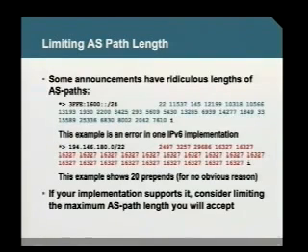Here are some examples. Some announcements have ridiculous lengths. This one was on the former 6bone, the former IPv6 test network. This was an implementation bug, where one AS in this whole list wasn't dropping out an announcement, so it just ended up going round and round and round in circles. So that was a pretty serious one. It was an implementation error.